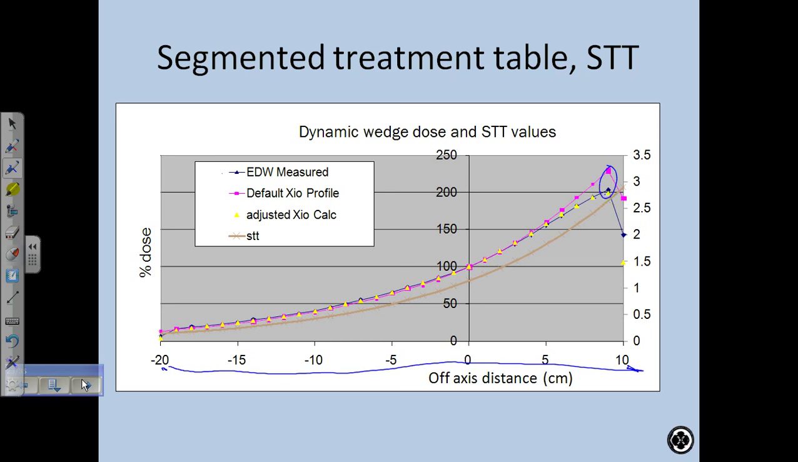I'm not sure what that point is. Yeah, I don't know what that last point is. If that's the toe, that's the part that could be just under the jaw. Could be the part under the jaw. It's getting into the penumbra. That could be the penumbra region.